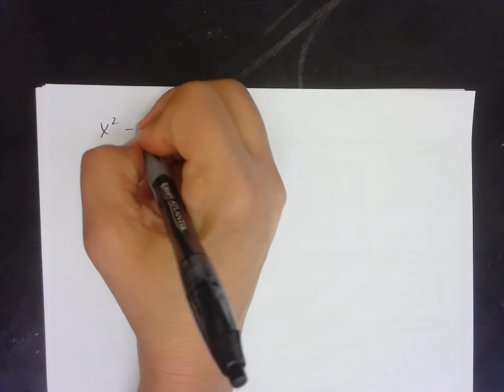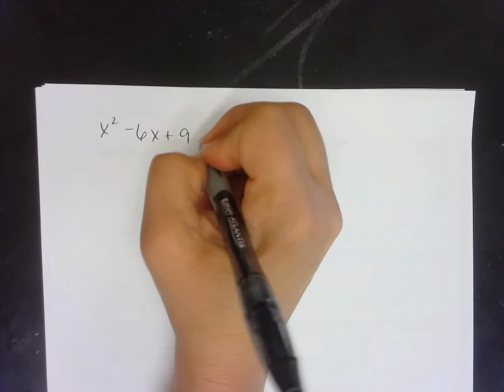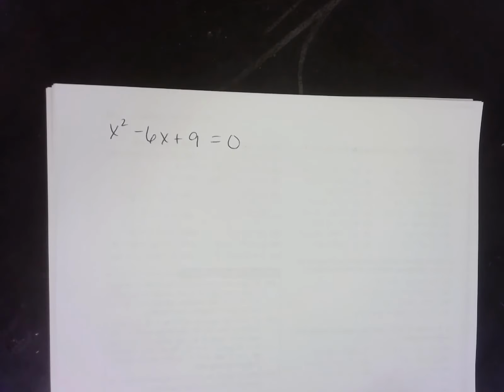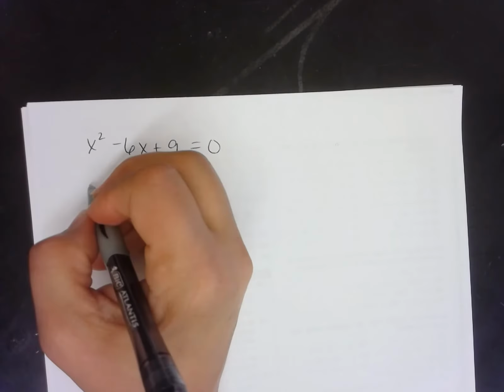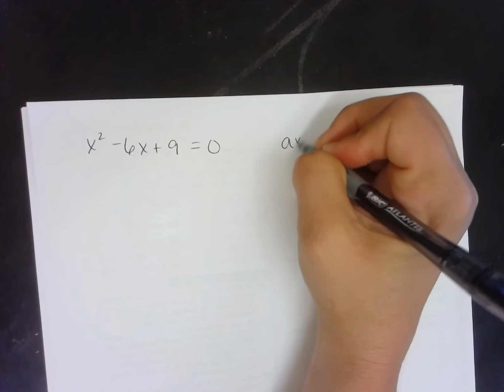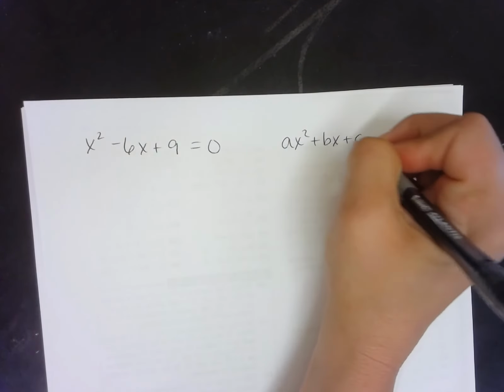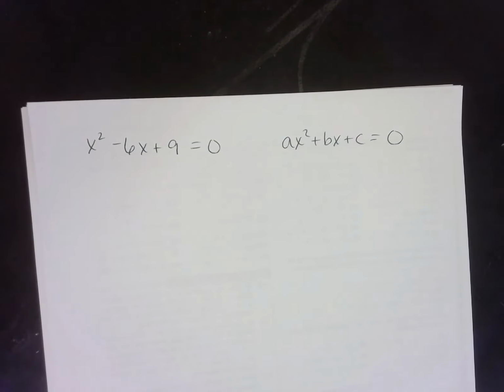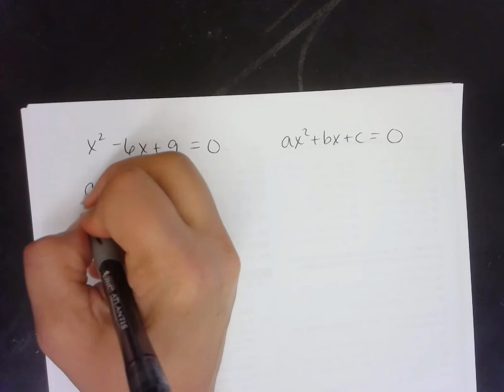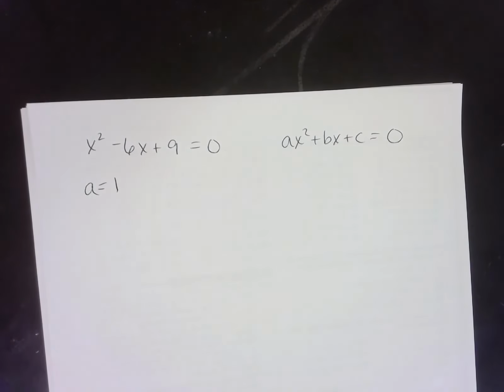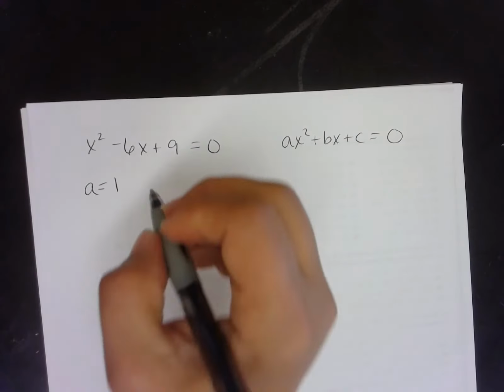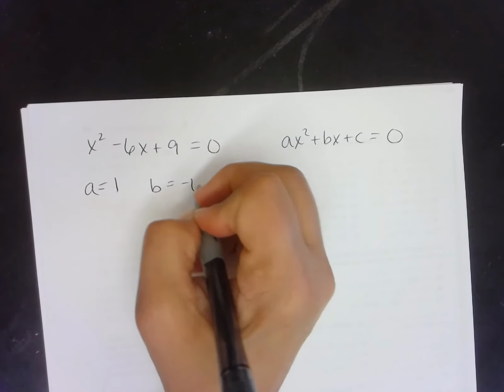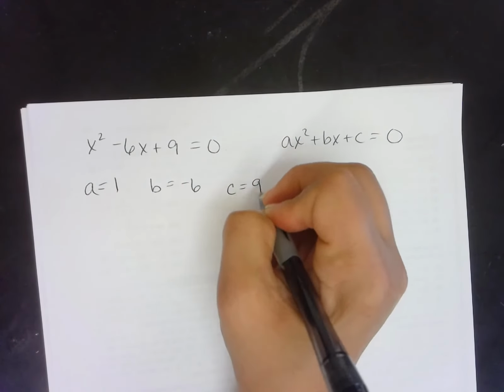I have x squared minus 6x plus 9 is equal to 0, and we want to use the quadratic formula. So again, this is in my ax squared plus bx plus c form, so this is good. So my a, again, is implied. It's 1 because there's nothing written in front of x squared, so we assume it's 1. My b is negative 6, and my c is 9.